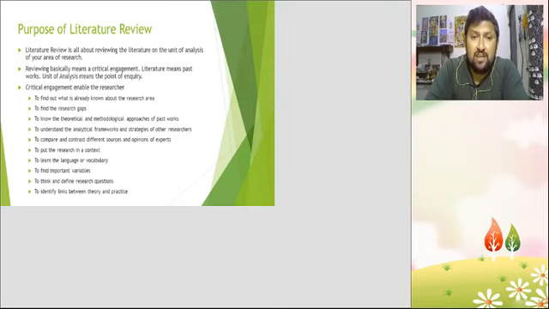So a researcher needs to be critical because of the following reasons. As a researcher, why should I have a critical approach? I should have a critical approach in order to get these benefits. Critical engagement basically enables me to get these. Now, how to become critical?